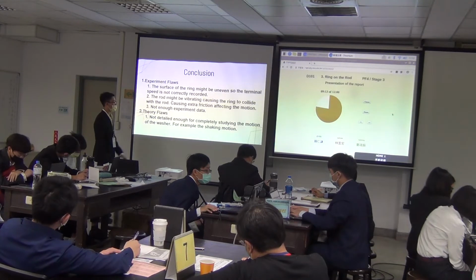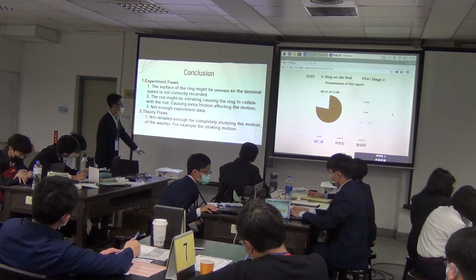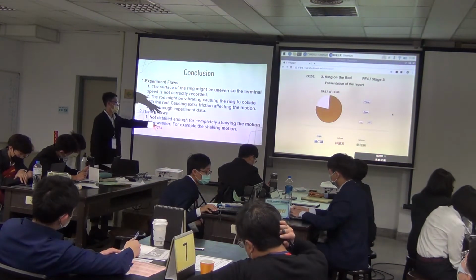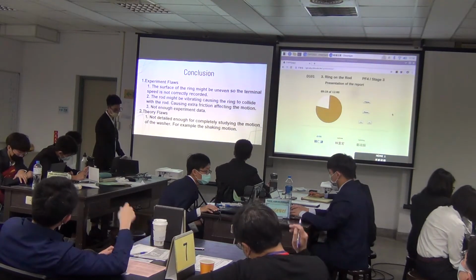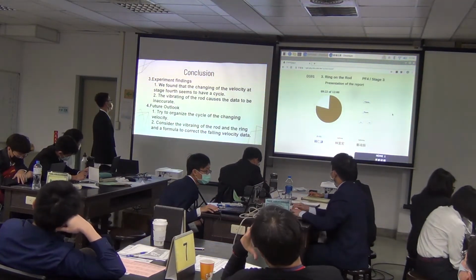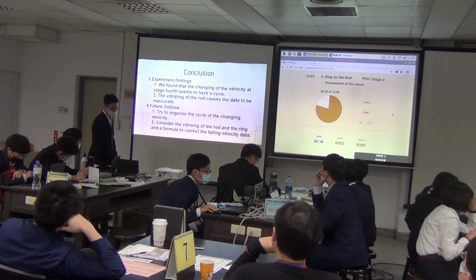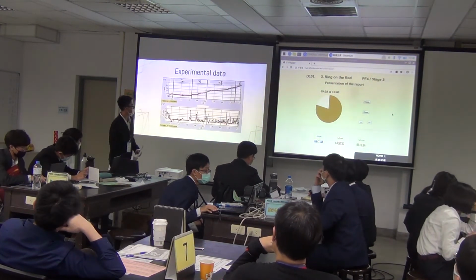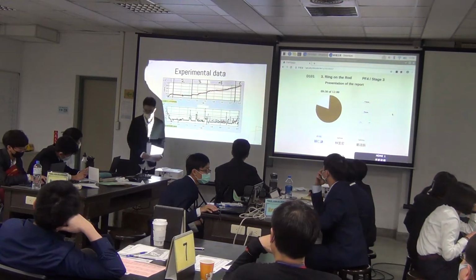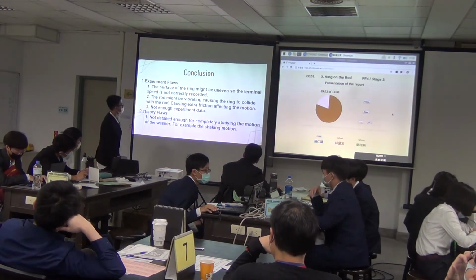Not detailed enough for completely studying the motion of the washer, for example, the shaking motion. This is about the vibrating of the rod. And now the experiment finding. We found that the changing of the velocity at stage 4 seems to have a cycle. Here, it seems to have a cycle of changing velocity.